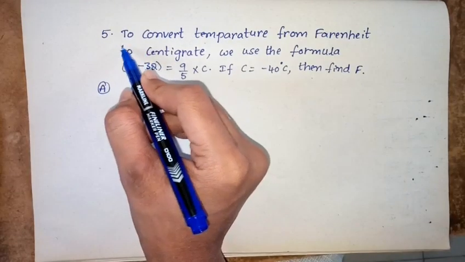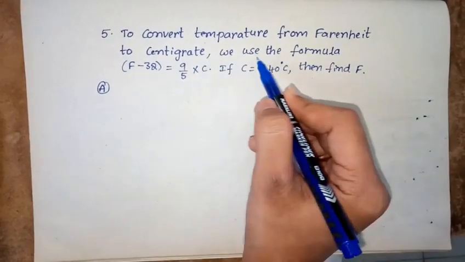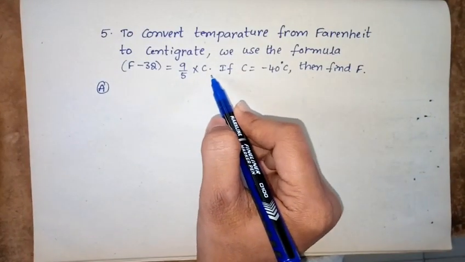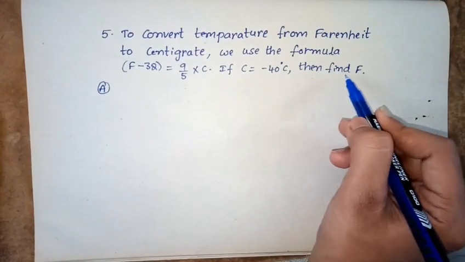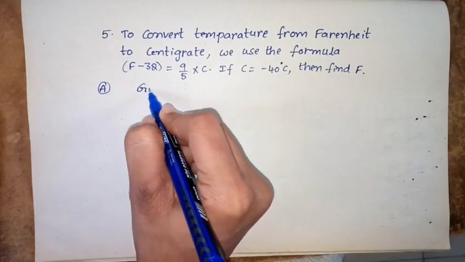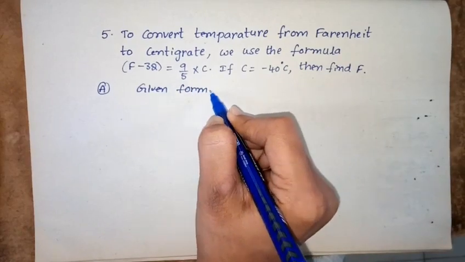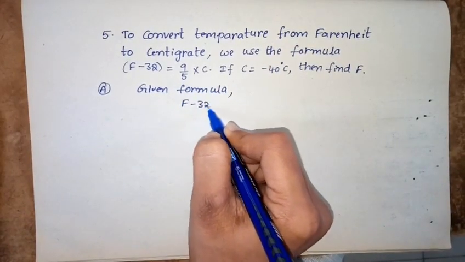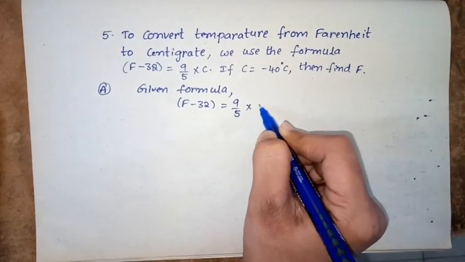Next problem, the fifth one. To convert temperature from Fahrenheit to centigrade, we use the formula F minus 32 is equal to 9 by 5 into C. If C equal to minus 40 degrees centigrade, then find F. So first write the given formula. F minus 32 is equal to 9 by 5 into C.